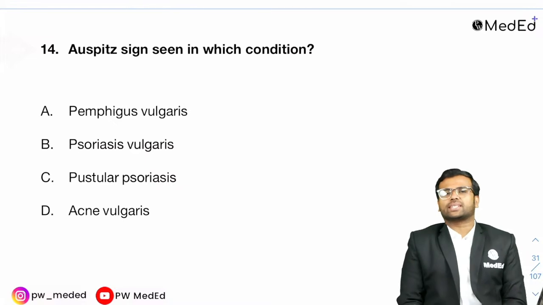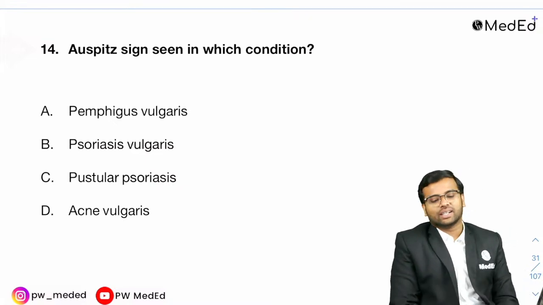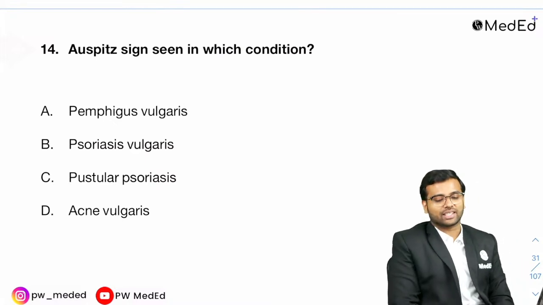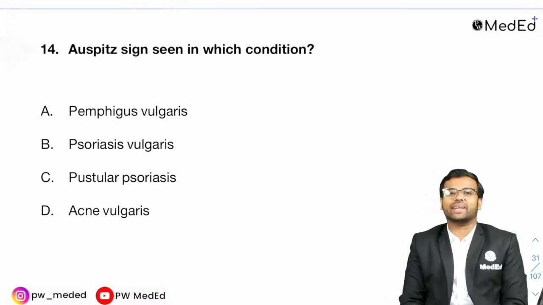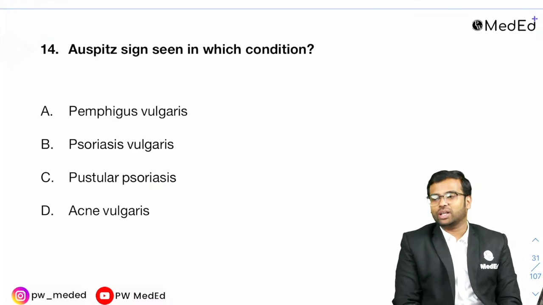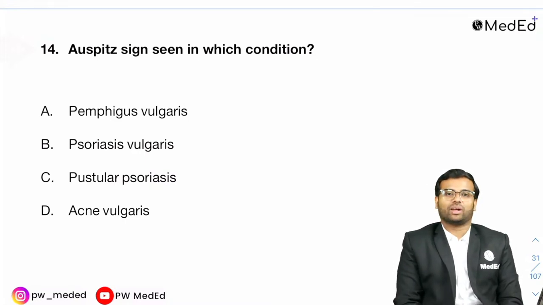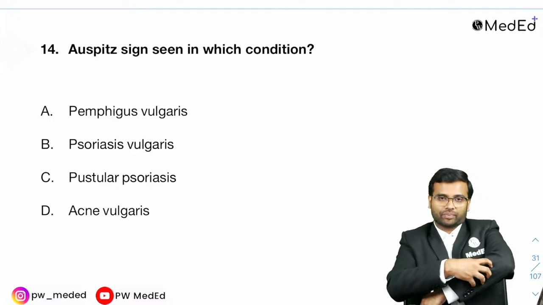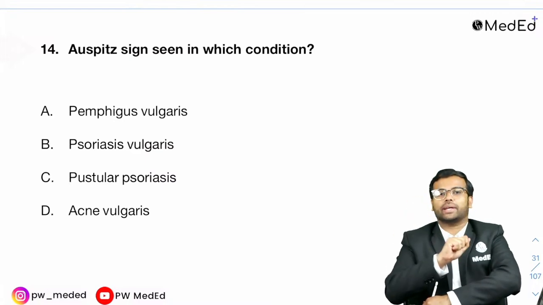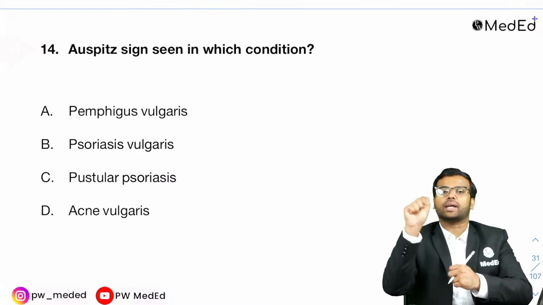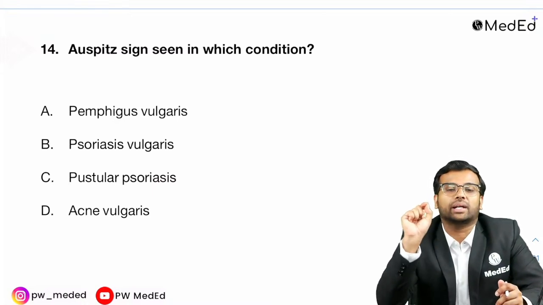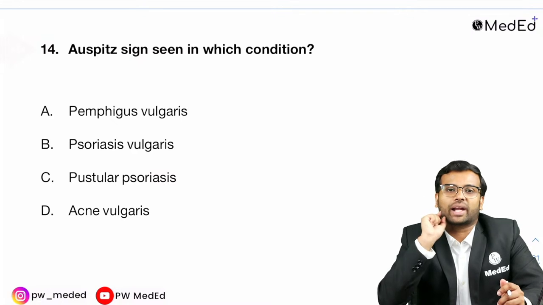Auspitz sign is something that you must have learned in, is it pemphigus, psoriasis vulgaris, pustular psoriasis, or acne vulgaris? Where did you learn about Auspitz sign? I'll tell you what it is. If you take a glass slide and, in case there is a plaque lesion, you start scraping over this plaque lesion, if you continue the scraping, you can see multiple pinpoint bleeding spots. This is called the Auspitz sign.